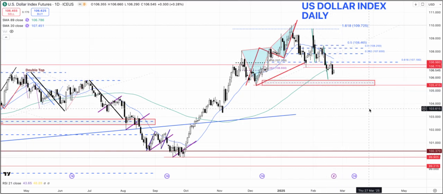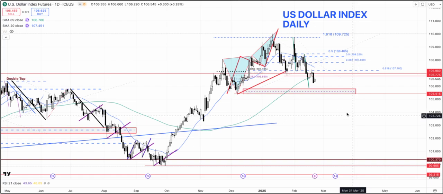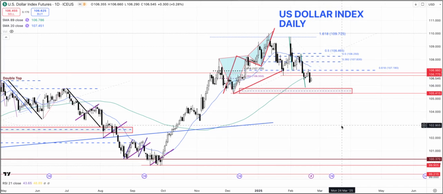But on the weekly chart, because of the 20-week moving average support, the chances are we might just go sideways, and then there is a chance that the dollar could actually rally, because we are getting into a key region, and also the dollar has been selling off for quite some time.